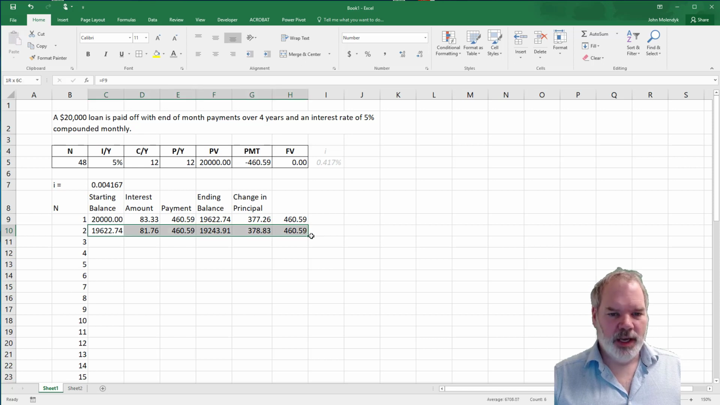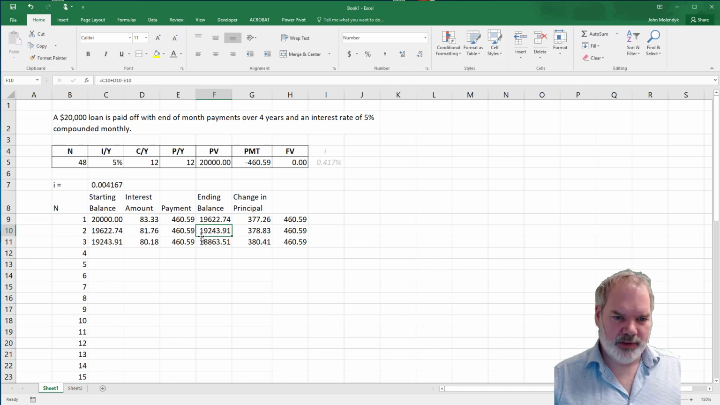I can now take this and go to the third month. So I'm going to highlight them all and drag it down one more. And I can say, okay, at the end of month 2, we had $19,243.91 owing. So at the start of month 3, we had the same amount owing.